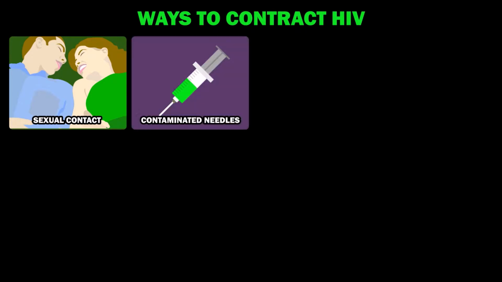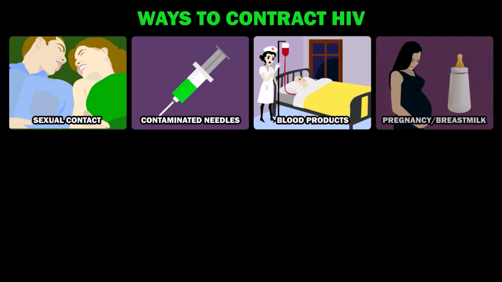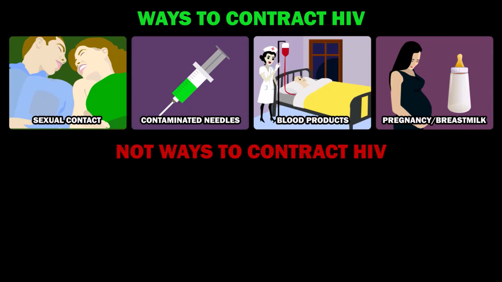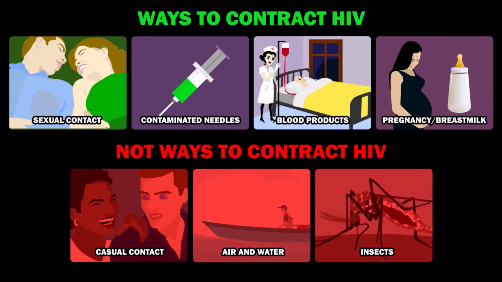Infection most commonly results from sexual contact, though it is also possible to contract HIV from contaminated needles or, in rare cases, from blood products such as blood transfusions. It is also possible for babies to get HIV from their mothers while in utero, or from breastfeeding. Fortunately, you can't get HIV from casual contact, the air, water, or mosquitoes.